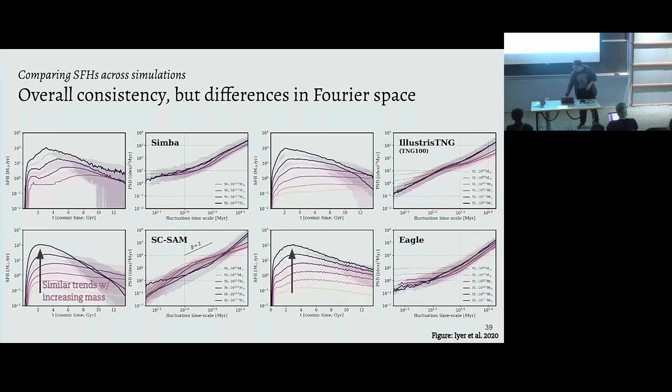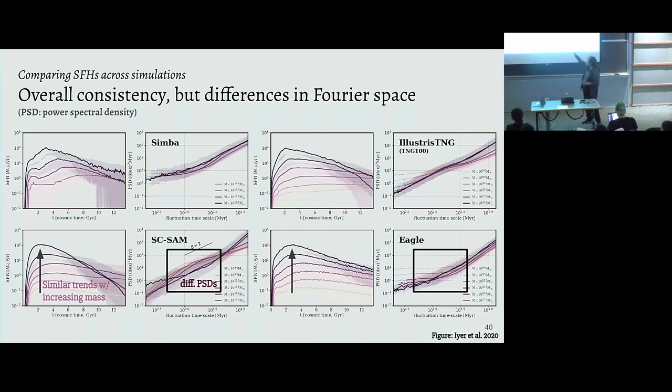And you see that while the star formation histories in all of these different simulations, so we can't do power spectra from observations yet, I'll get to that, but in the simulations, they have broadly similar trends qualitatively in the star formation histories with increasing stellar mass. But if you look at the PSDs at like a range of time scales, they can show quite different trends in what they're doing.